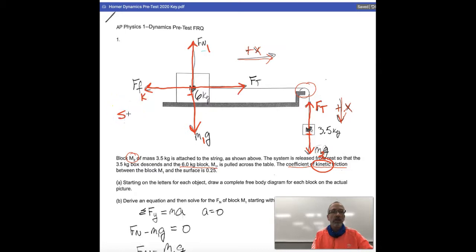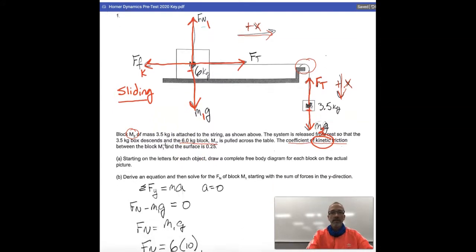And remember, kinetic means moving, but in our little physics world here, it is sliding. Static friction is when it's not moving at all. So kinetic friction, it's moving, but we really want to see that it's sliding. So that's really important. Let's go ahead and take a look at the next part.